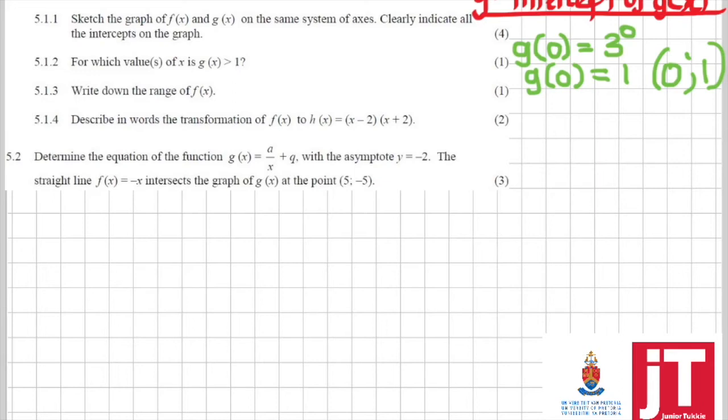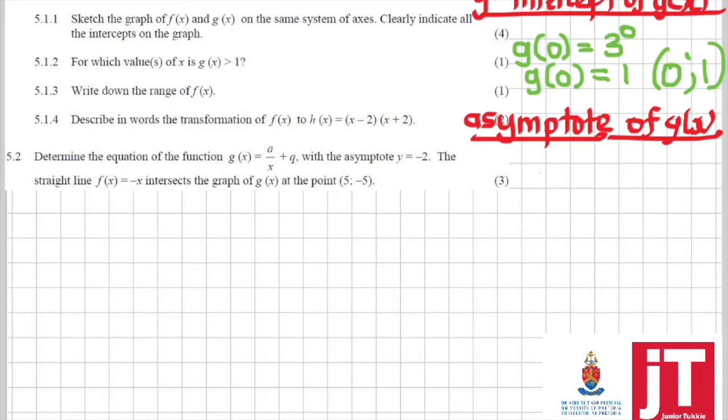We move on to the asymptote of g. So we want to find the asymptote of g. It's a case of just stating immediately that our q value is 0, so y is equal to 0 becomes our asymptote. We proceed to finding the y-intercept of f of x.